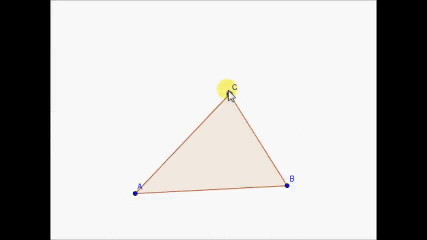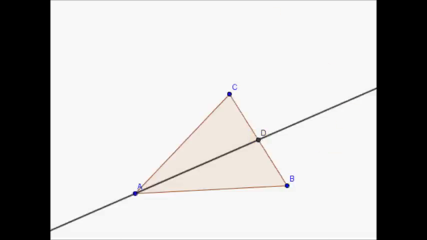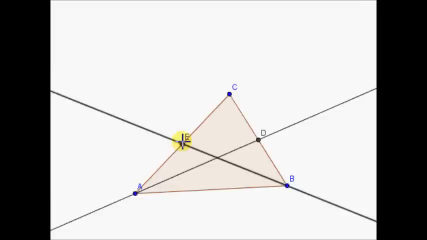Remember, a median is a line crossing a vertex, for example A here, and the midpoint of the opposite side, D. This line is called a median. So, in a triangle, you have three medians, the second crossing the vertex B and the midpoint of the opposite side, and finally the third median crossing the vertex C and the midpoint of the segment AB.